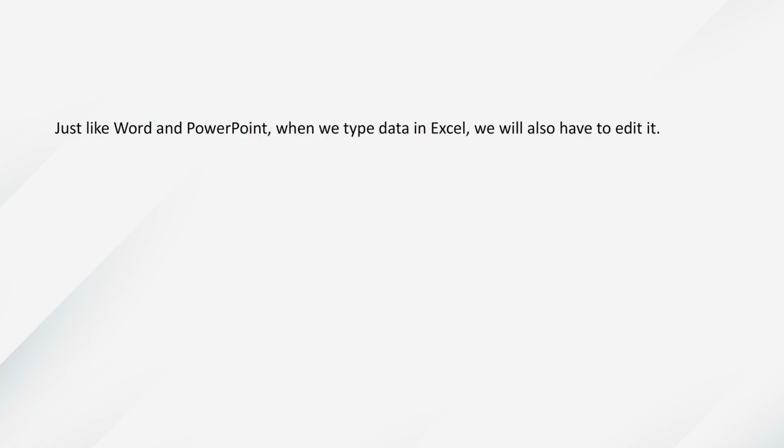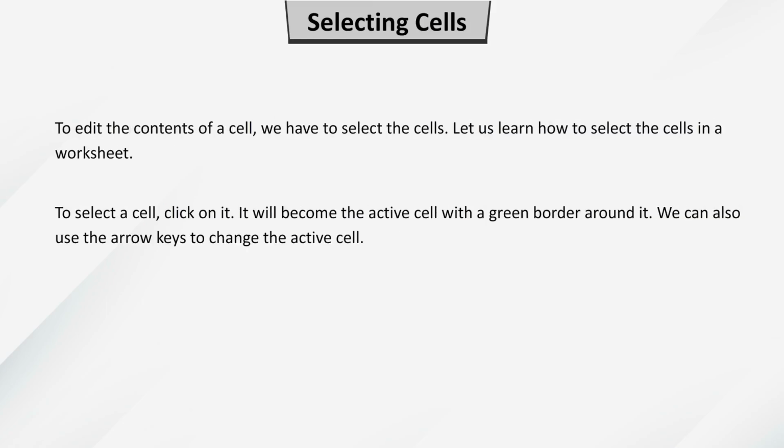Just like Word and PowerPoint, when we type data in Excel, we will also have to edit it. Selecting cells. To edit the contents of a cell, we have to select the cells. Let us learn how to select the cells in a worksheet. To select a cell, click on it. It will become the active cell with a green border around it. We can also use the arrow keys to change the active cell.